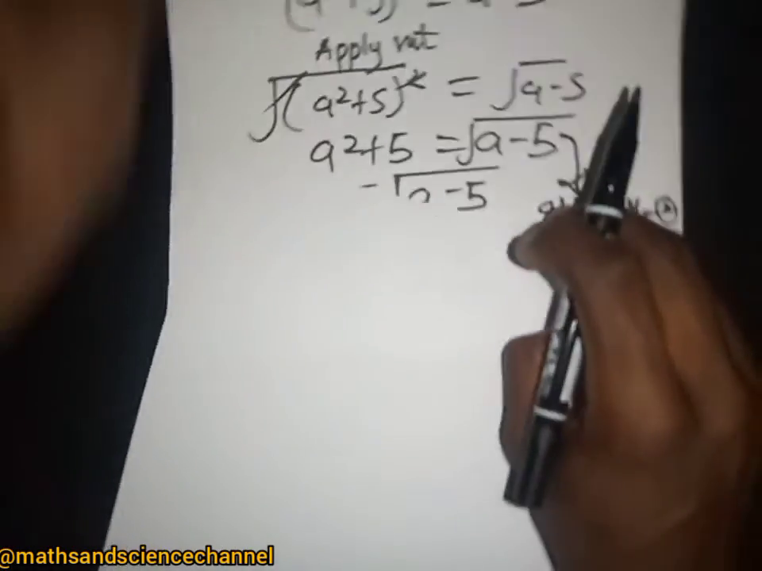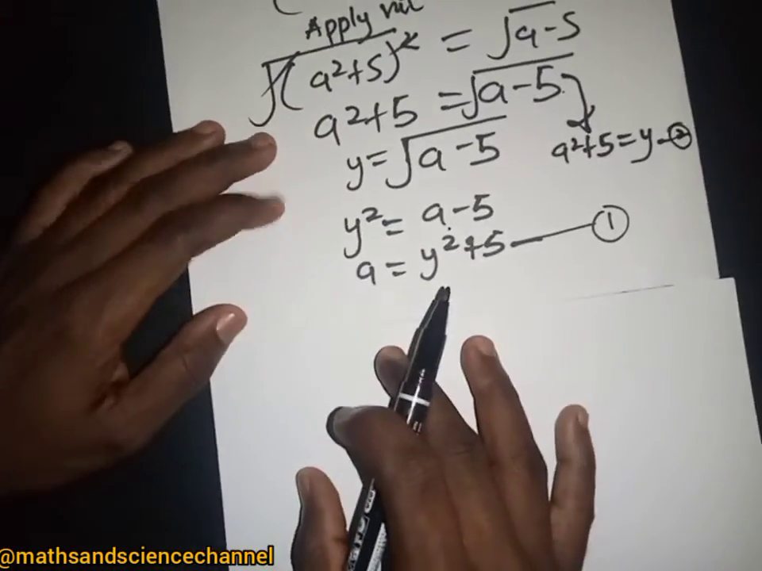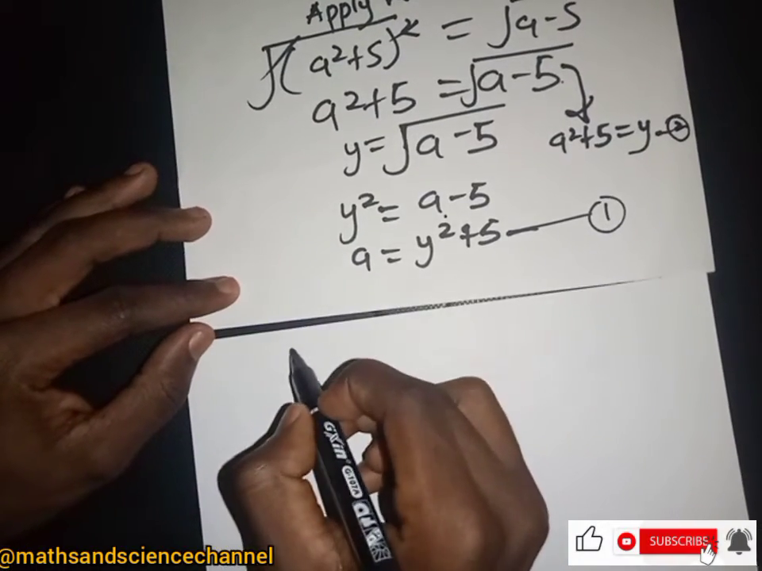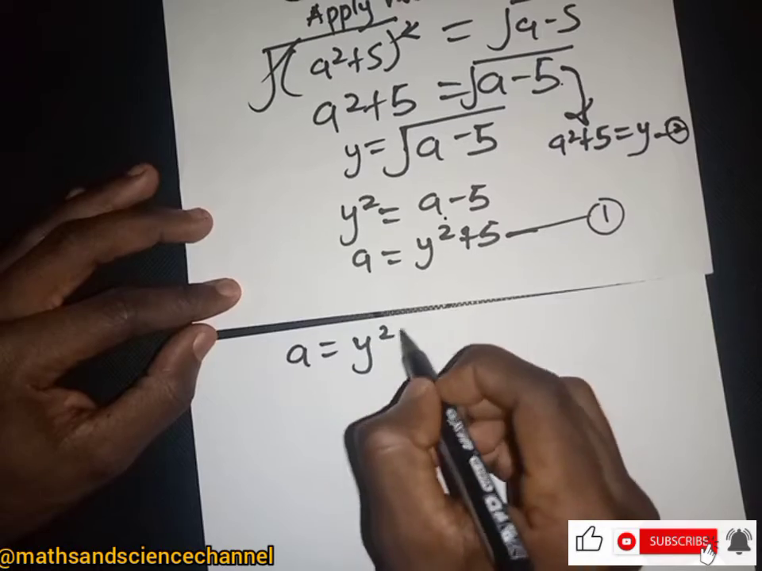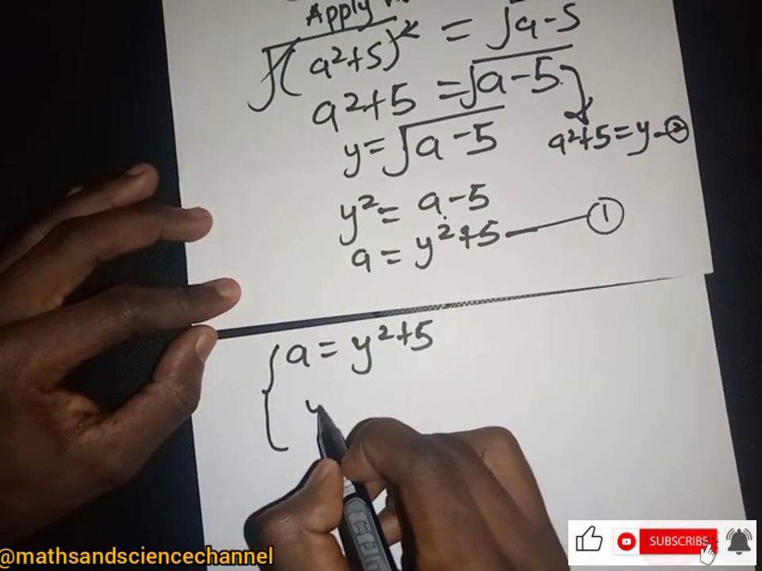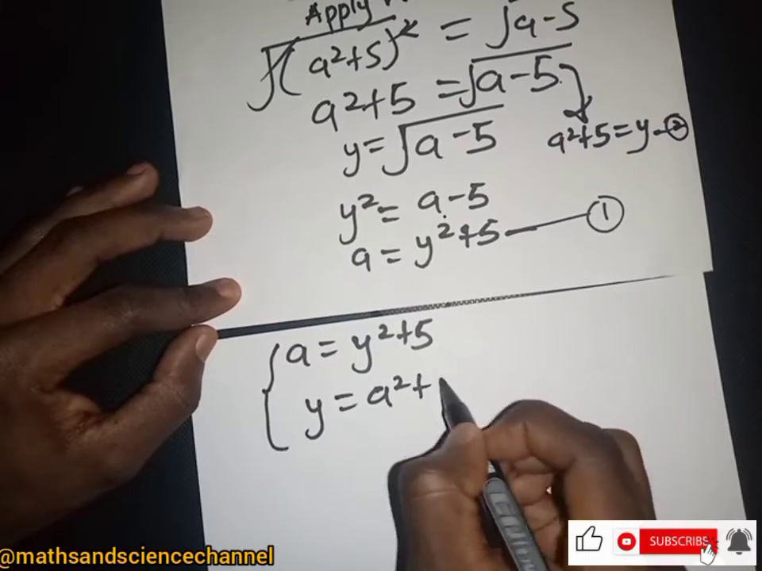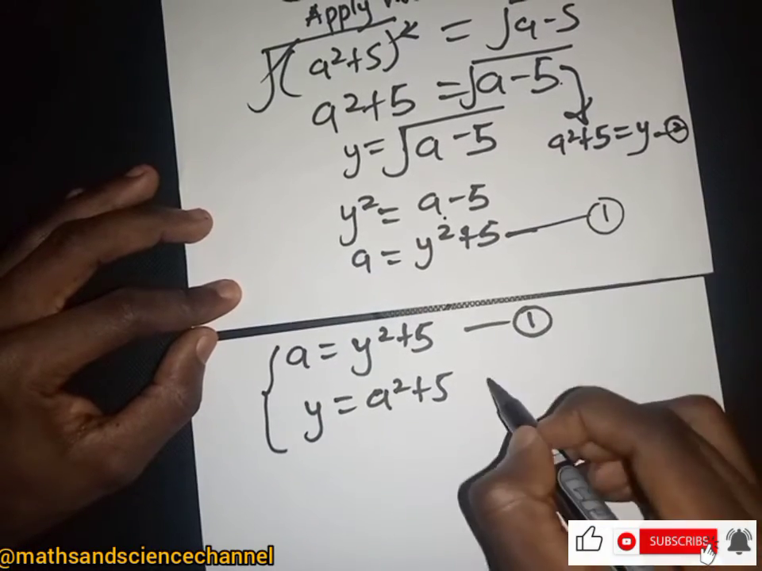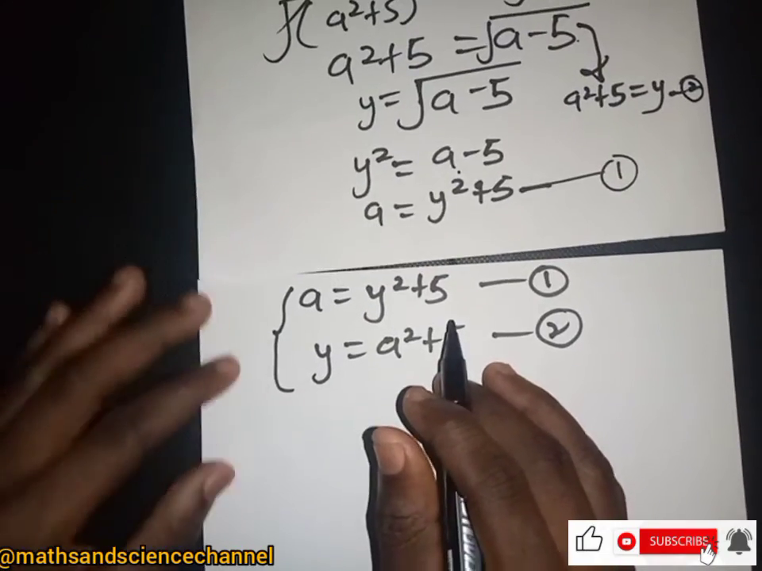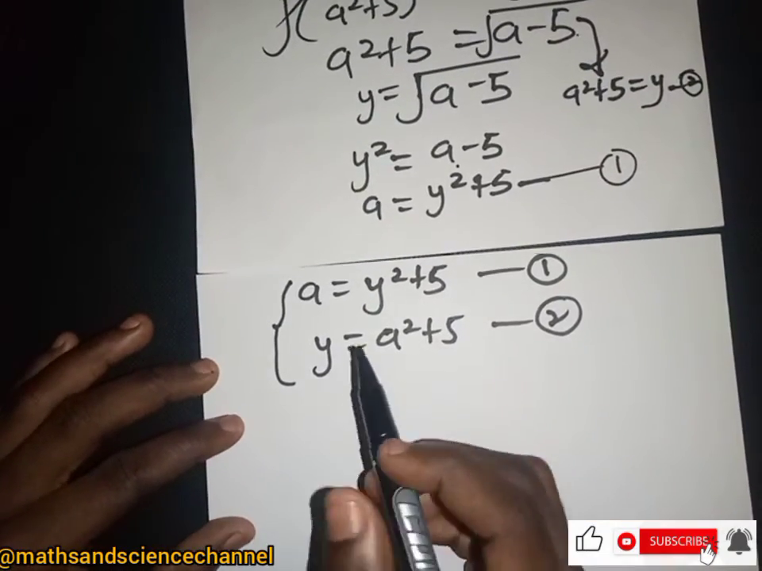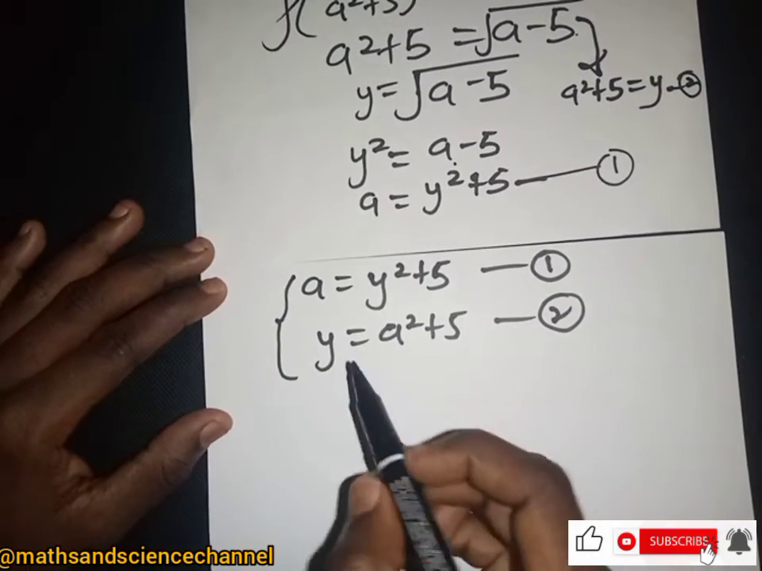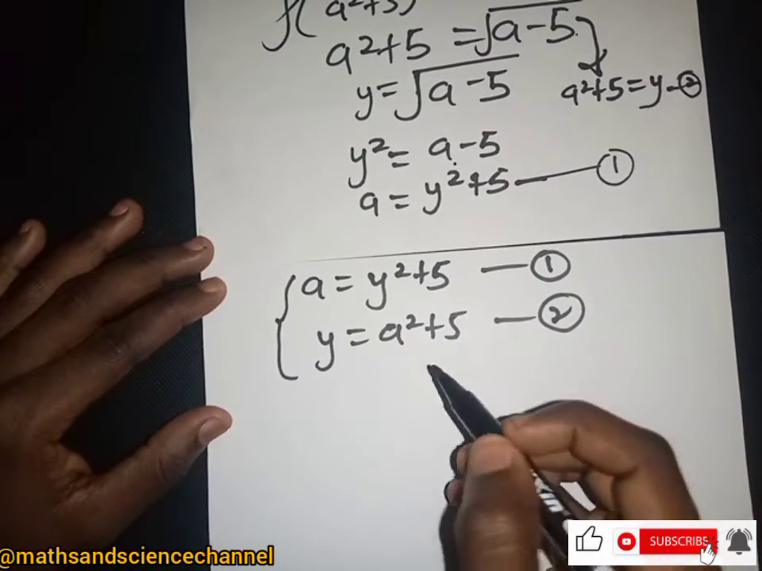So we can have a here being equal to y squared plus 5, right? And then also we can have y here being equal to a squared plus 5. So let's call this 1 and let's call this 2. And let's solve this simultaneously. So what we have is a symmetric system of equations. So what we are going to do is to substitute one into the other.